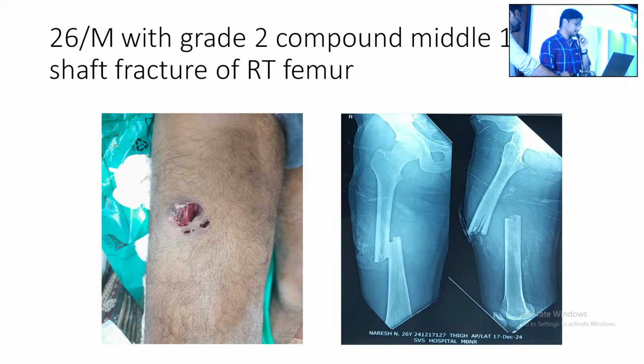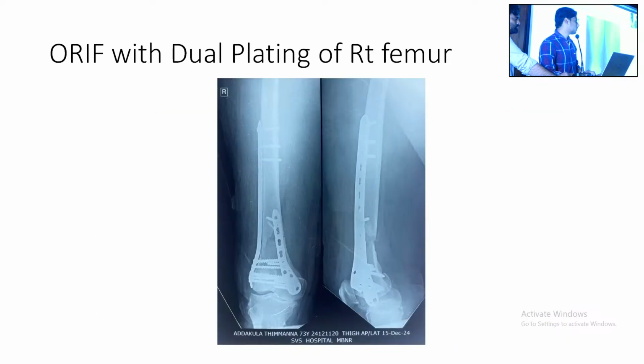So, next case, sir. 26-year male. No, sir, we didn't immobilize it. There is rigid fixation, sir. Articular congruency is assured. One more screw. Immobilized for 3 weeks, sir, 3 to 4 weeks. Too long and the knee becomes stiff.